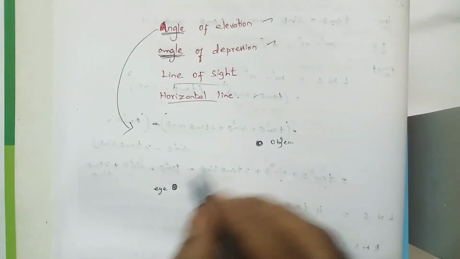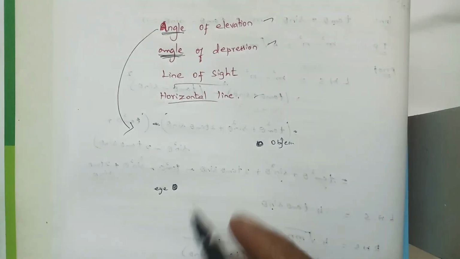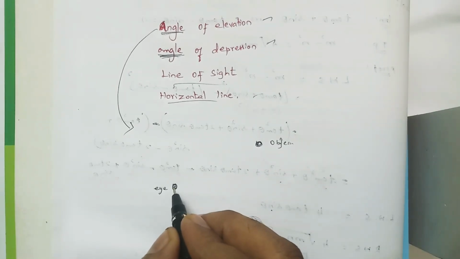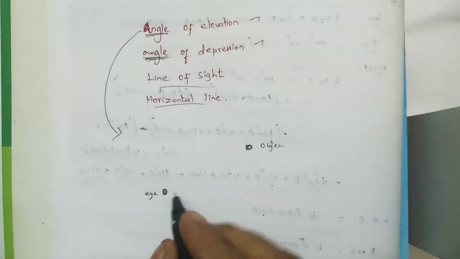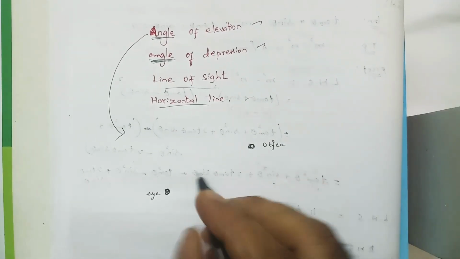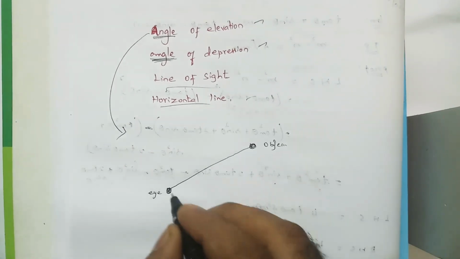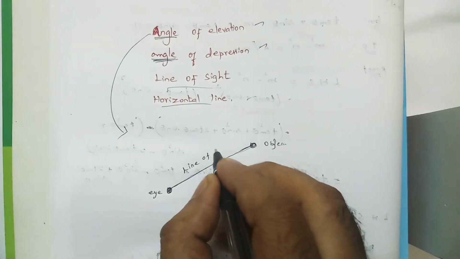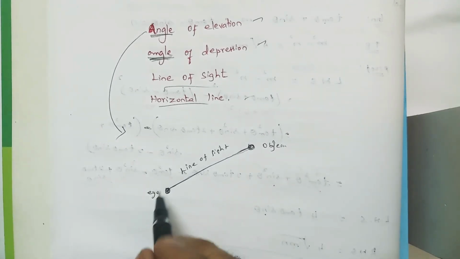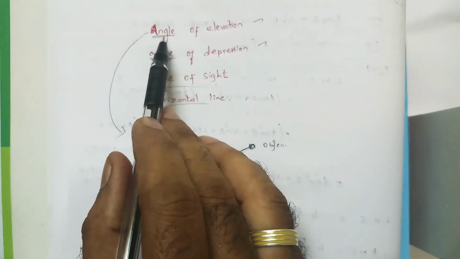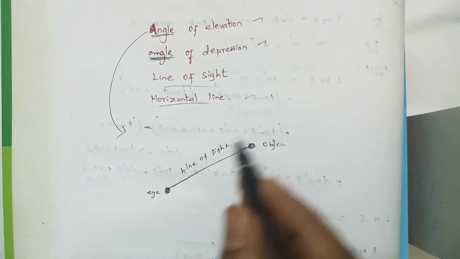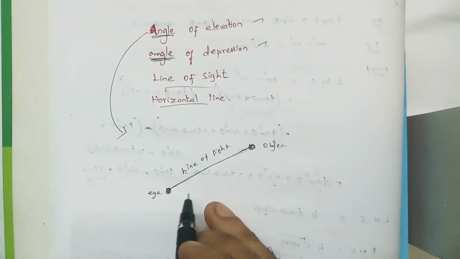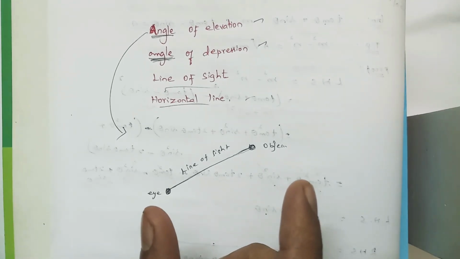The angle that forms is the angle of elevation. How does the angle form? It is very simple. If you are standing down and you are seeing an object, this line is called the line of sight. Angle of elevation is the angle formed while you are seeing from down to up, to the top. That angle is called the angle of elevation.